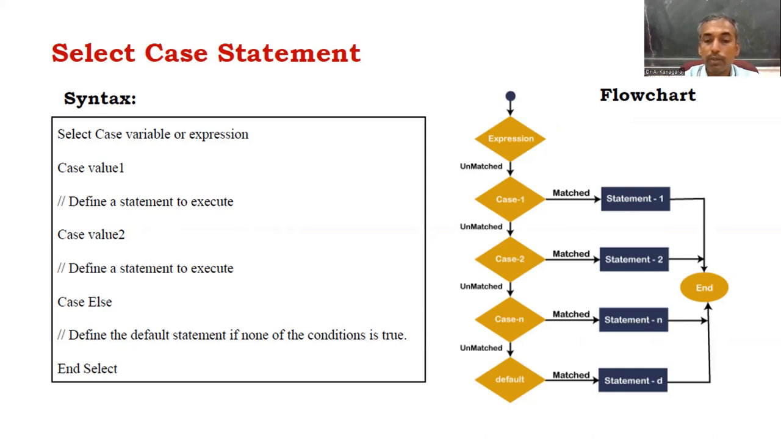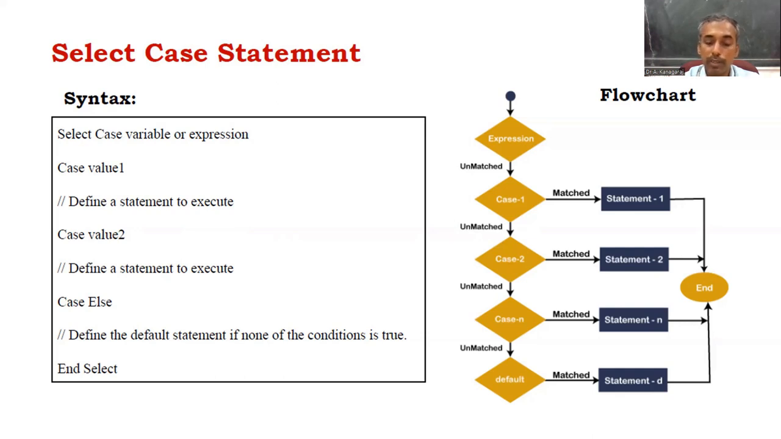In this case, it will check the conditions case by case. If case one is true, then control will get into that particular block and execute all the statements given in case one, and after executing all the statements, the control will go to the end. So likewise, it will check one by one. Suppose case one is not satisfied, it will go to case two. If case two is not matched, then it will go to case 3, case 4, case 5, and so on.